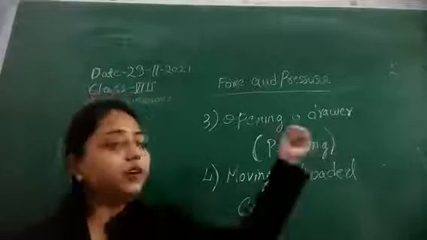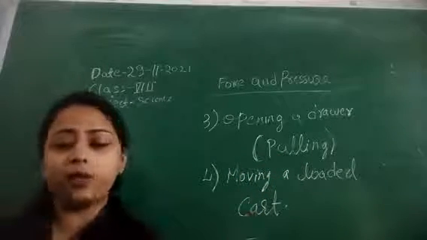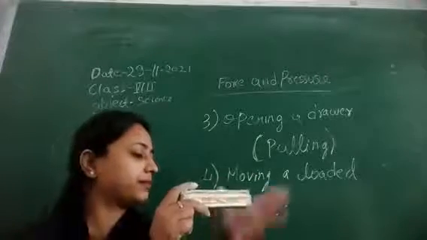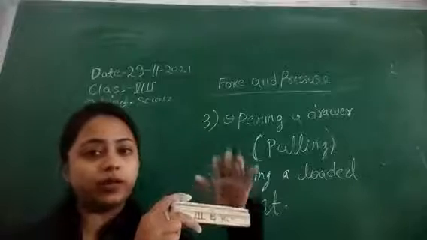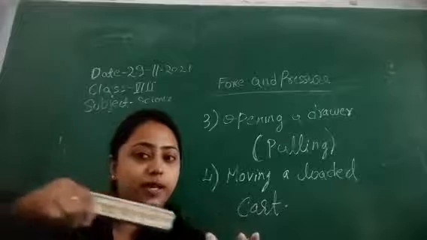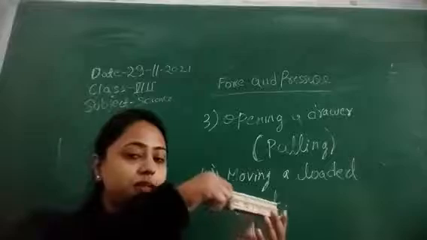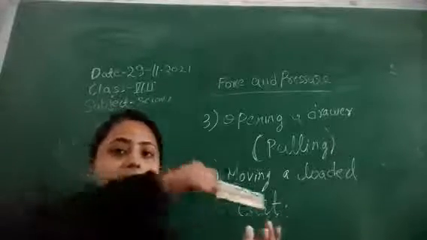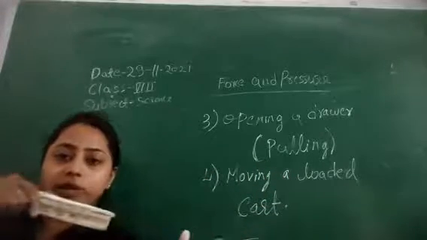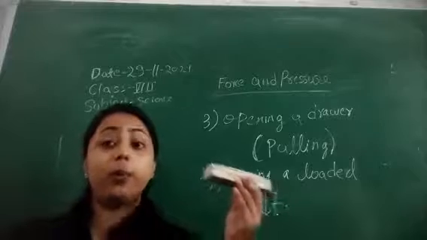Okay, so when you drag that cart, what kind of action is applied over there? Just take an example. This is a cart and I have put some stuff inside this. Okay, and a rope is tied to it which I will pull like this. This is a cart and I am just pulling. What am I doing? I am pulling this loaded cart. So, what kind of action is applied over there? Pulling.